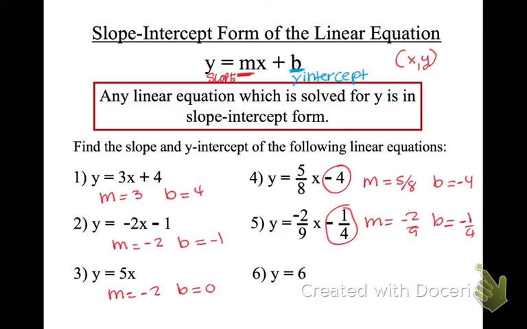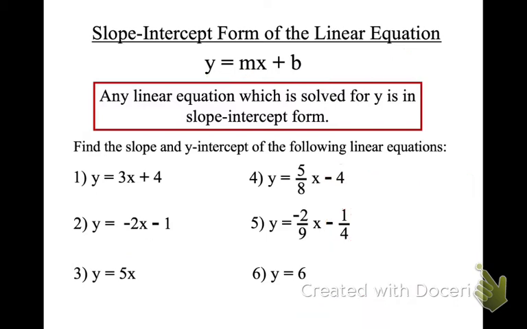The x term is gone, so the m is 0 and the b is 6, because it's 0 times x plus 6. What would make the x disappear is 0 times x plus 6 equals y, so y equals 6. So that's why the m is 0 and the b is 6.